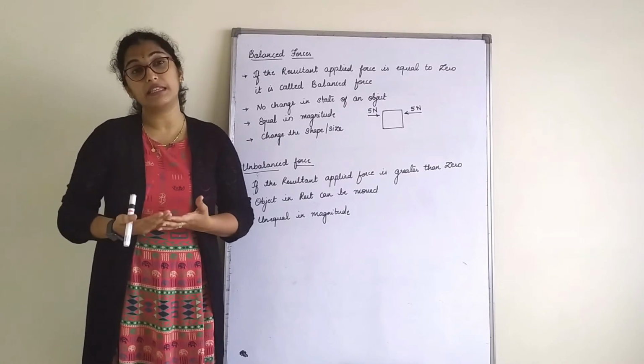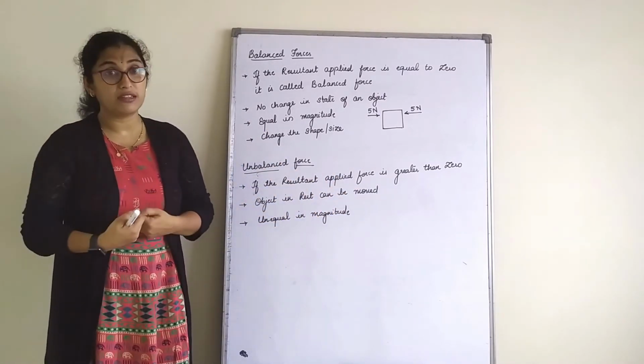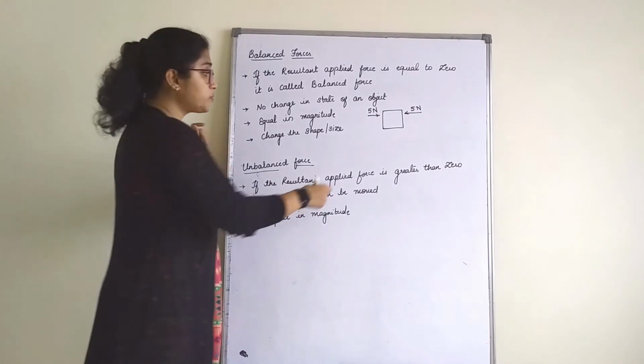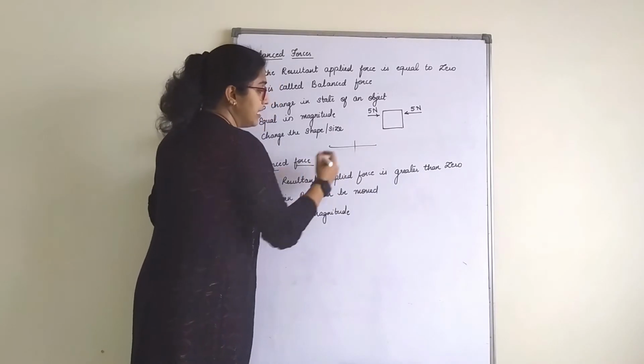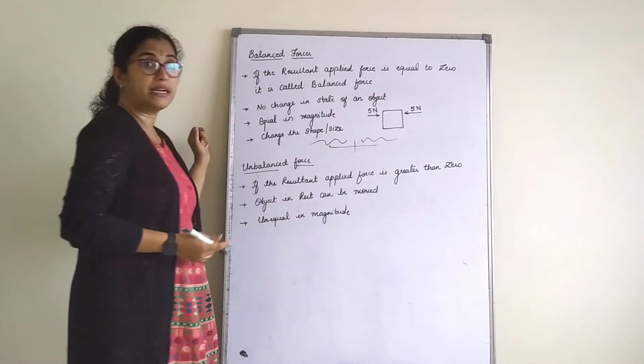How does the team win here? Whichever team applies or pulls the rope with a greater force, that team wins. Suppose, assume that in a tug of war game, this is a line and these are the number of participants.